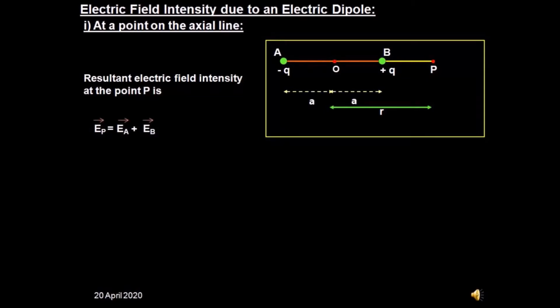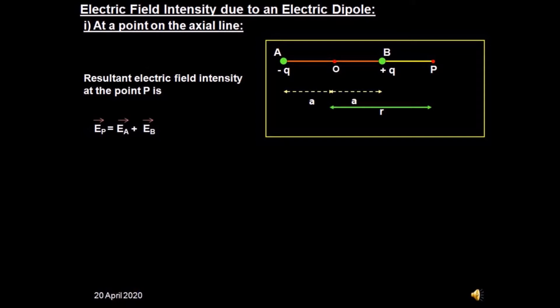In this sheet we have to find the electric field due to a dipole. You can see the dipole diagram. Dipole means minus q and plus q separated by a distance. So at A and B, minus q and plus q are shown. The center of the dipole is O.